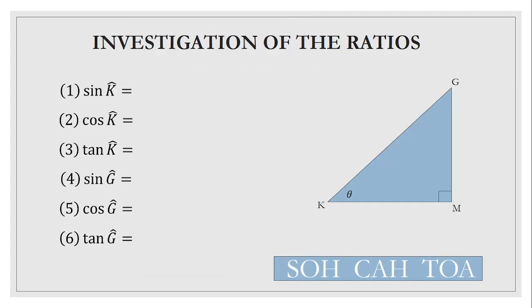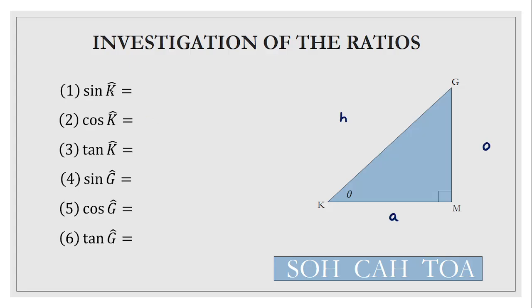Great. So now let's see how this works. So there, I've got it there at the bottom, SOHCAHTOA. We've got our right angle triangle there, GKM. That's what our triangle's called. We know this is the hypotenuse. According to our angle, this would be the opposite. And then this side over here would be our adjacent.